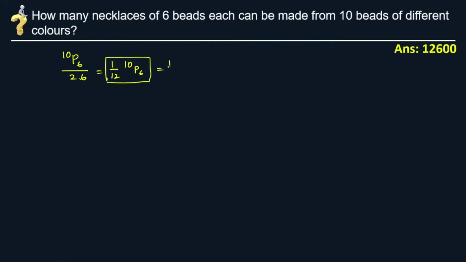So let me just open this one. It is factorial 10 divided by factorial (10 minus 6), which gives us actually 1 over 12 into 10, 9, 8, 7, 6, 5 divided by factorial 4 into factorial 4. So this goes off. 12 goes off, 6, 2, and then it is 5.